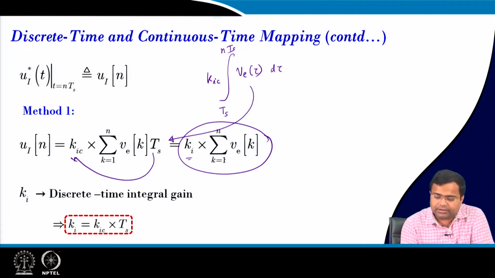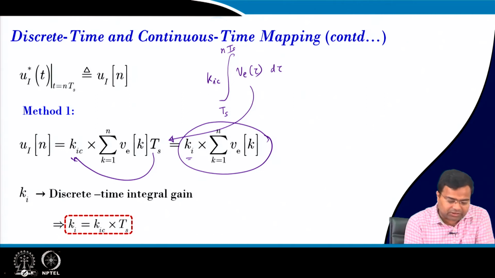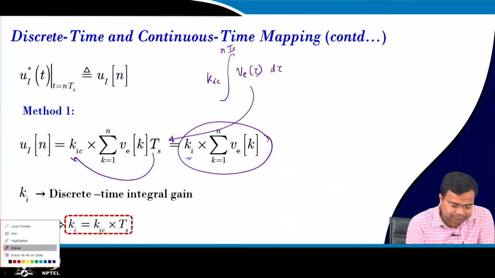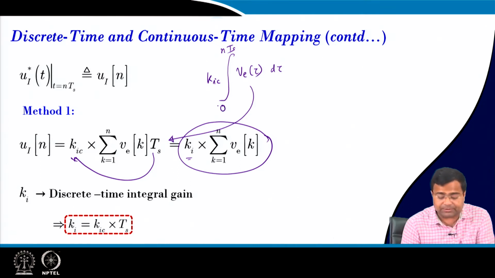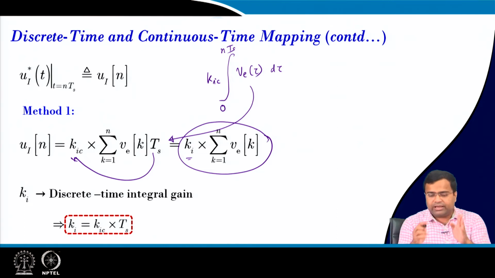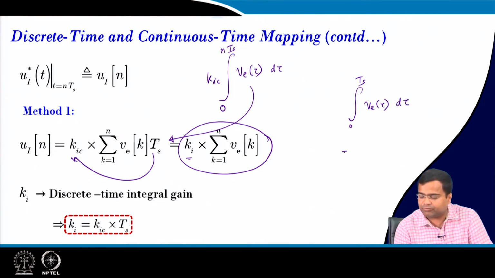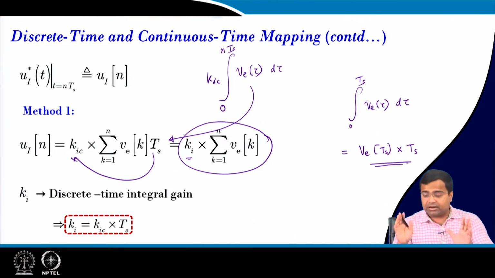So, that means we have to simply sum it, but if you continue to sum it, actually using method 1 we are doing, sorry, this interval should be 0 to Ts, because we are using the backward method. So, even for this 0 to Ts cycle, if we take using this backward method, we are getting v e Ts into Ts. So, this is the backward Euler method.